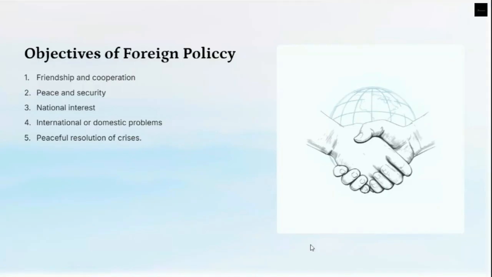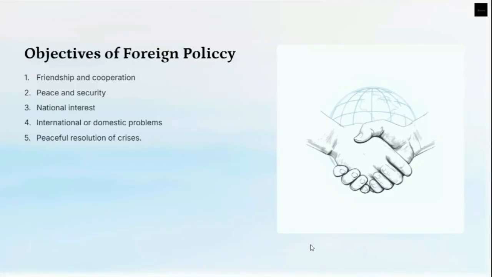Then we have the peace and security objective. There's peace between two countries, and security is well secured everywhere, it is tight. So that's one of the objectives of foreign policy. They will also have their national interest, not just the interest of a particular country. It has to be national. The interest is supposed to spread wide.